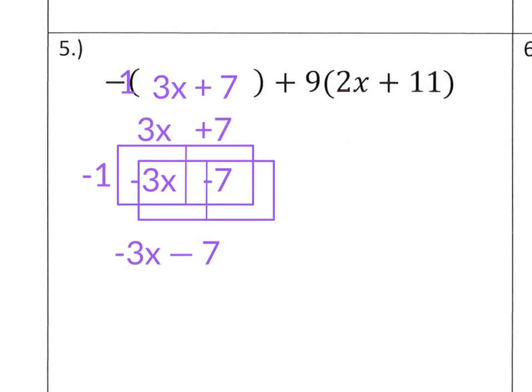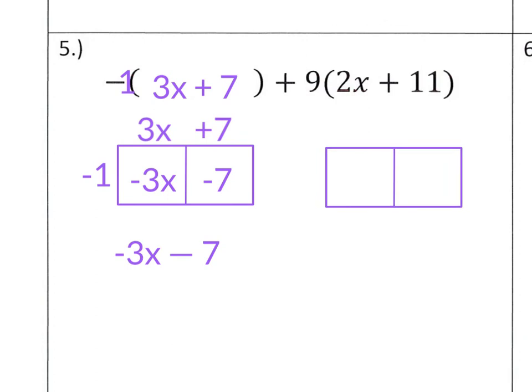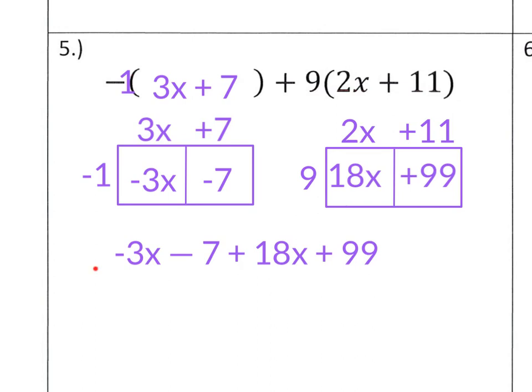So I'm going to set up another area model box. And I'm going to put the 9 on the side because I'm multiplying 9. It's a positive 9, so I don't need to worry about any signs there. And then I had the 2x plus 11 at the top. So once you've written that, you need to multiply to fill in the area model. So we have 9 times 2x. 9 times 2 is 18. And then we had the x there. And then 9 times 11 for the next one is 99. So I wrote that down there. So now I have negative 3x minus 7 plus 18x plus 99.